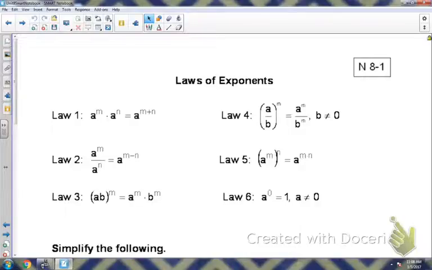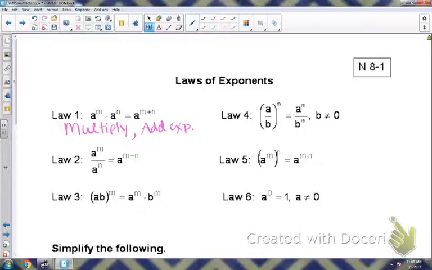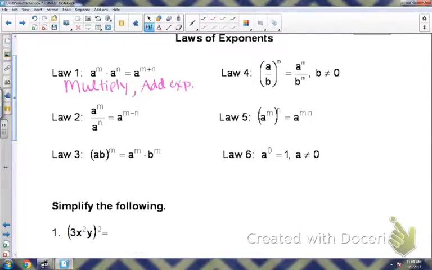Okay, so notice that on Law 1 the bases are both a's. Since those are the same, your base never changes, so it stays as a. And then when you multiply, you add the exponents. So I would do m plus n. So Law 1, when you multiply, you add exponents.